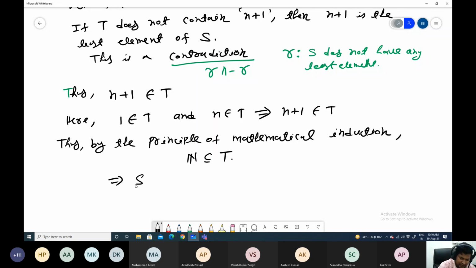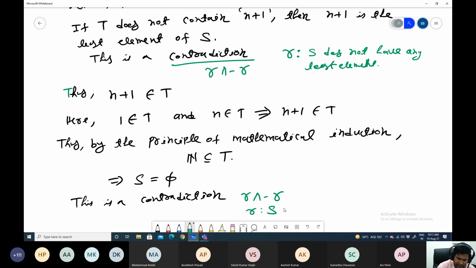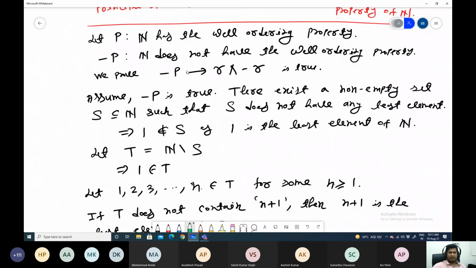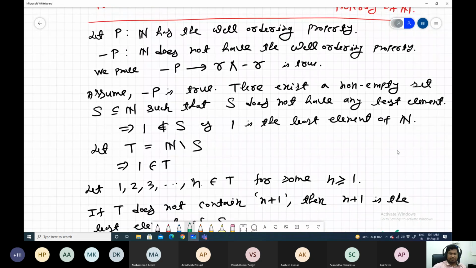Now that implies S is empty. Now again this is a contradiction. Again you can have this contradiction actually. So R and minus R, where R is the statement that S is non-empty. So that's all. Therefore we finally get a contradiction, and we assumed that the Euler-Lorentz principle is not true. So minus P implies the contradiction. So therefore N has the Euler-Lorentz principle.